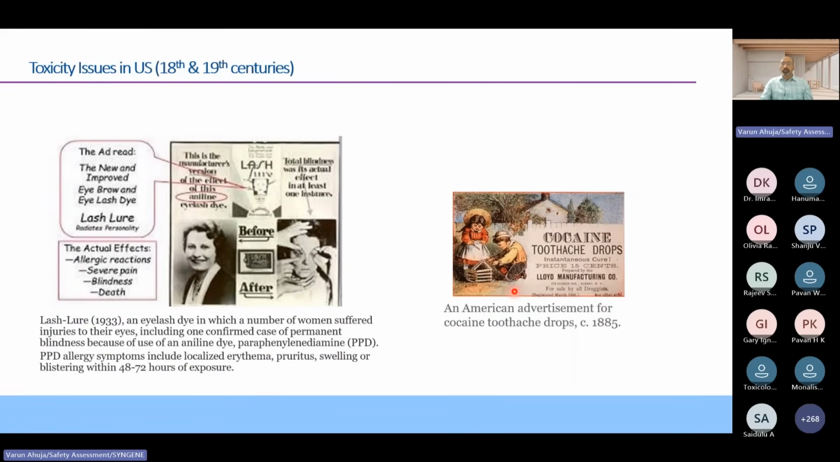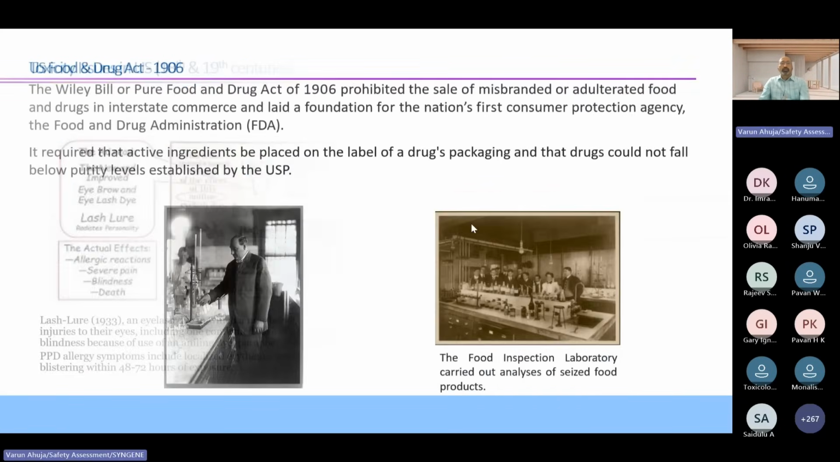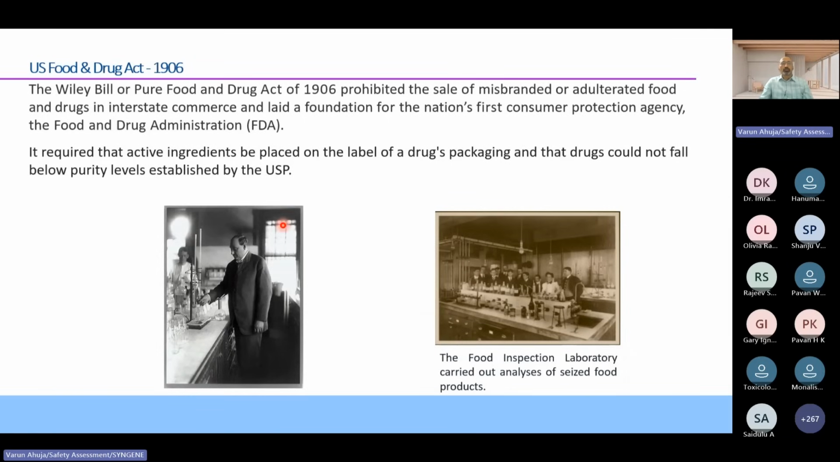Another one is cocaine toothache drops, similar to the earlier one, Winslow syrup. So here for the toothache, cocaine was there in these drops, and it was given to kids. This is a picture from 1885. All this is available on Google also.